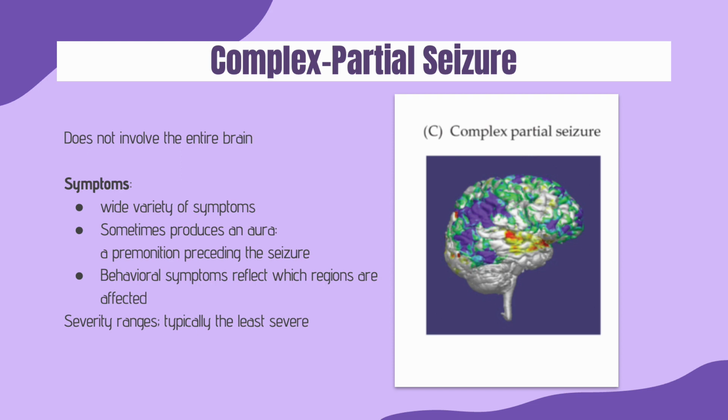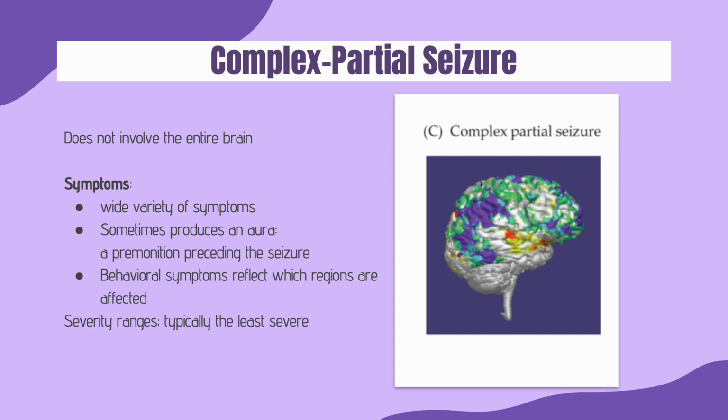And so if there's unusual neural activity in a part of the brain that affects hand movement or something, that's what would be affected. And so this means that there's a wide variety of symptoms people experience. Something interesting also is that people sometimes experience an aura, which is a premonition preceding the seizure, something like a tingling or a sense of foreboding that the seizure is about to come up.